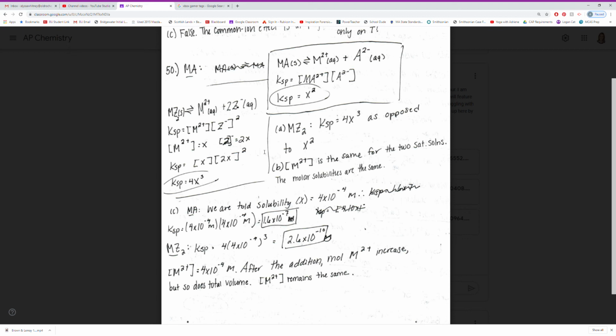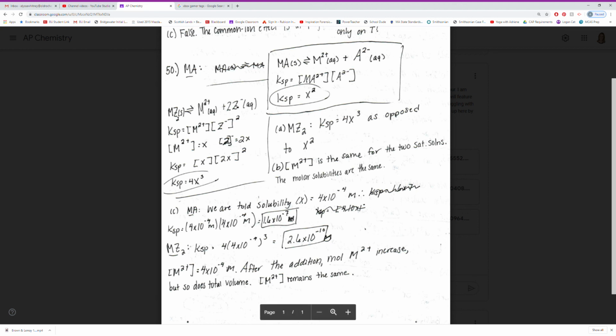And then part C: if you added an equal volume of a solution saturated in MA to a solution saturated in MZ2, what would be the equilibrium concentration of the cation M2+? We're told that x is equal to 4 times 10 to the negative fourth molar. This is the Ksp expression for MA. I plug in 4 times 10 to the negative fourth molar times 4 times 10 to the negative fourth molar, since I'm just using x up here, and I get 1.6 times 10 to the negative seventh. Down for MZ2, my Ksp is equal to 4 times x cubed, so you get 2.6 times 10 to the negative 10th.